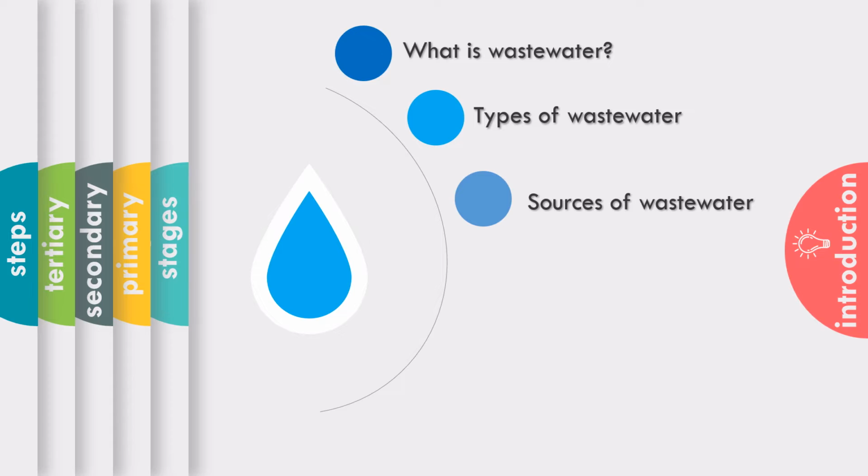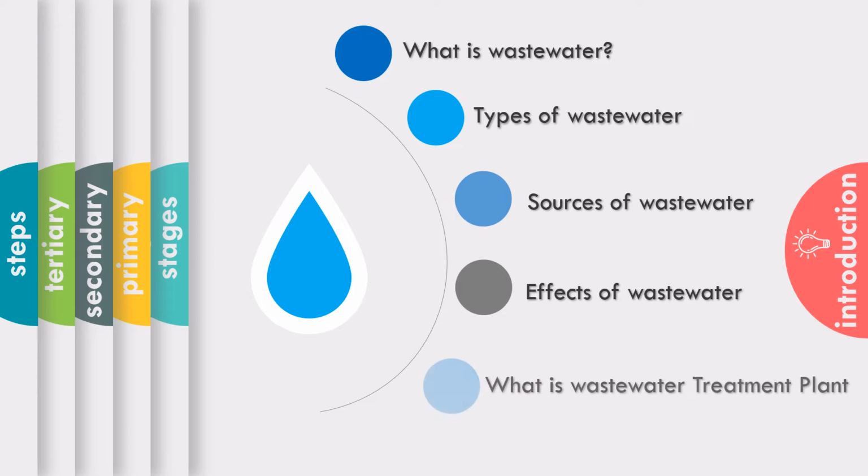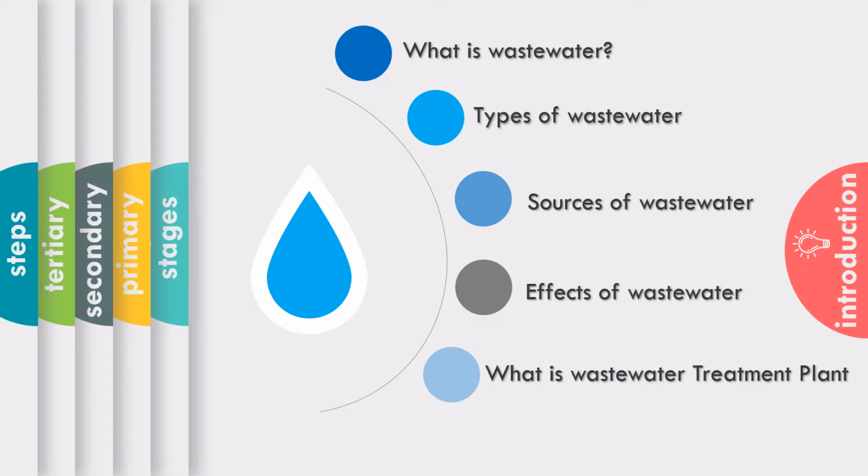Now, sources of wastewater. Sewage water, which is basically composed of the waste from domestic activities, and the other is non-sewage, which is commercial waste of industries. Now moving towards effects of wastewater. Wastewater causes contamination and destruction of natural habitats. Now, what is a wastewater treatment plant? It is a process that makes water suitable for specific use when it is no longer suitable.